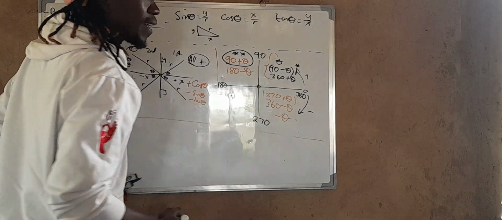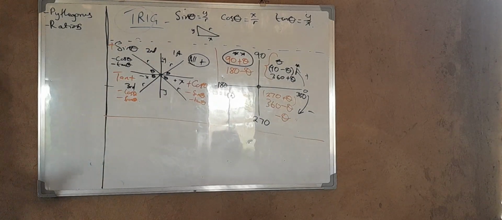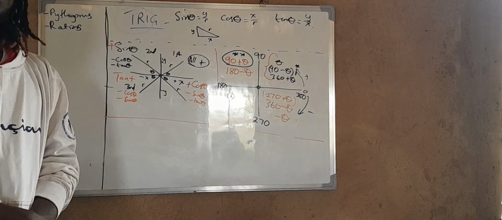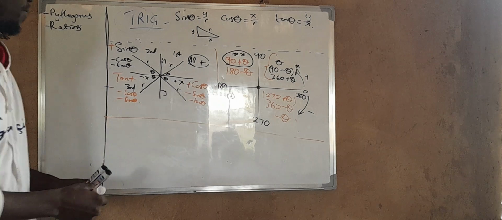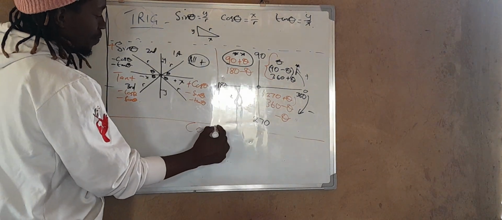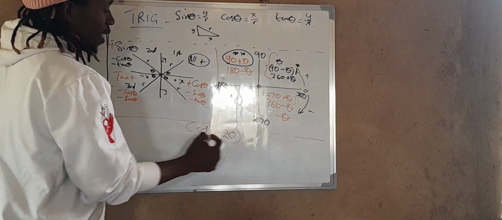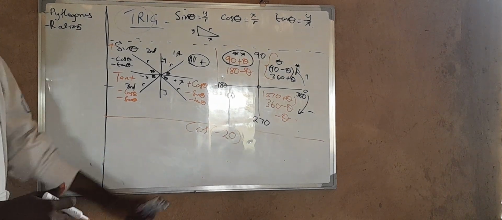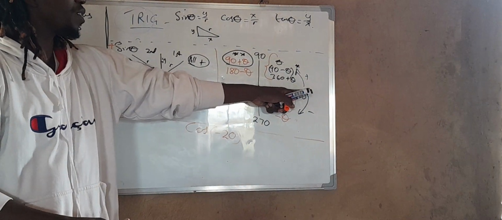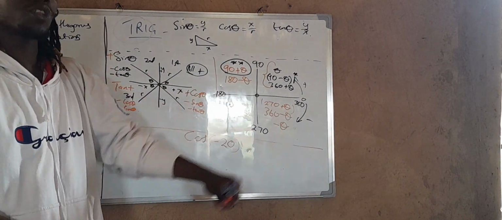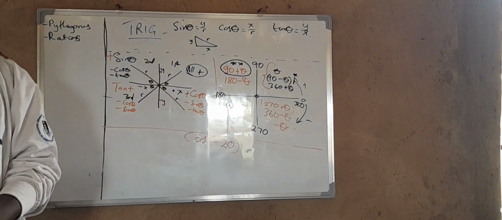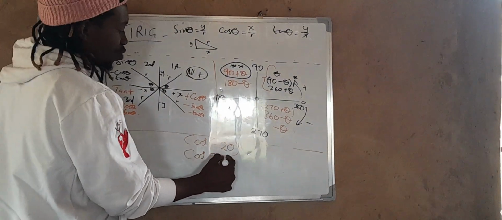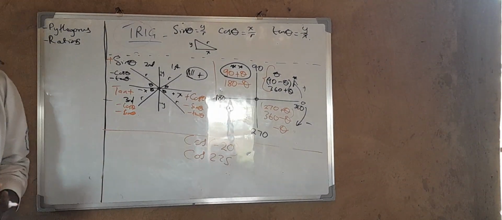Negative theta, right? So if I'm to ask you, is cos negative 20 positive or negative? It's positive, because if you are saying minus, from 0 the minus, you are going in the what? Fourth quadrant. And in the fourth quadrant, cos is what? Positive, right?